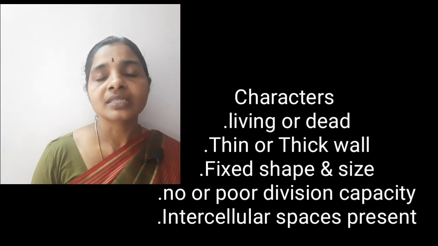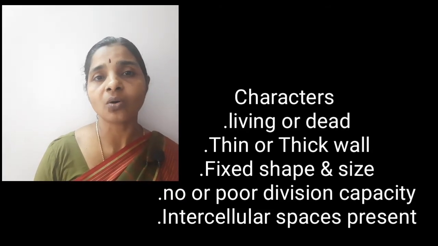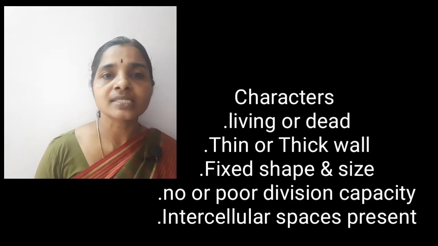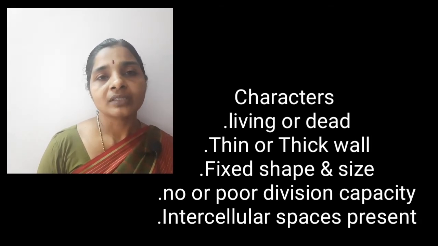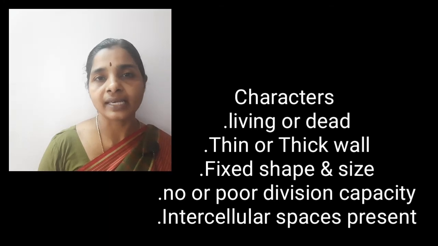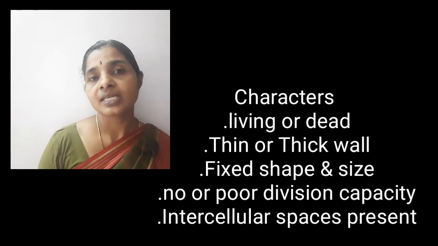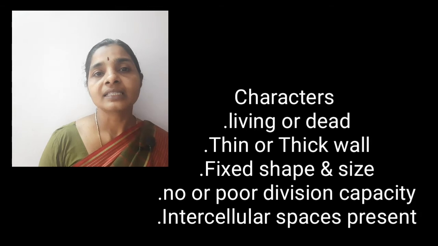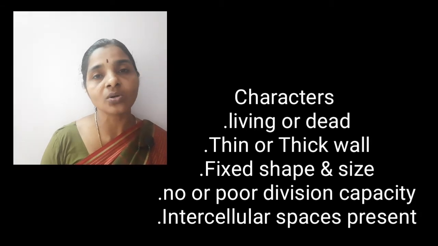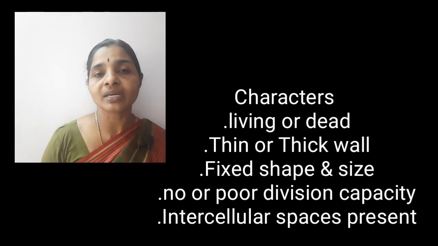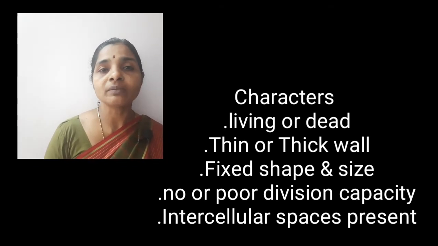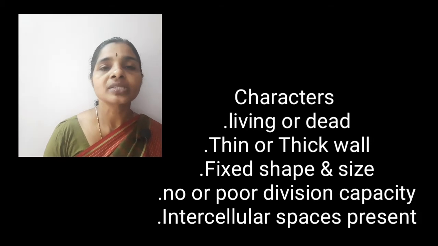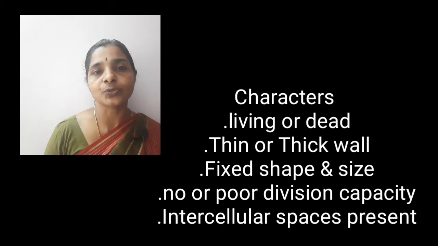Then what are the characteristic features of these permanent tissues? The cells of the permanent tissues may be living or dead, and the cells possess thick wall or thin wall. Then the cells show a definite shape and size. But the major point is these cells lack the ability to divide. That is, they lose their ability to divide. Then intercellular spaces are often present in between the cells. So these are the characteristic features of permanent tissues.